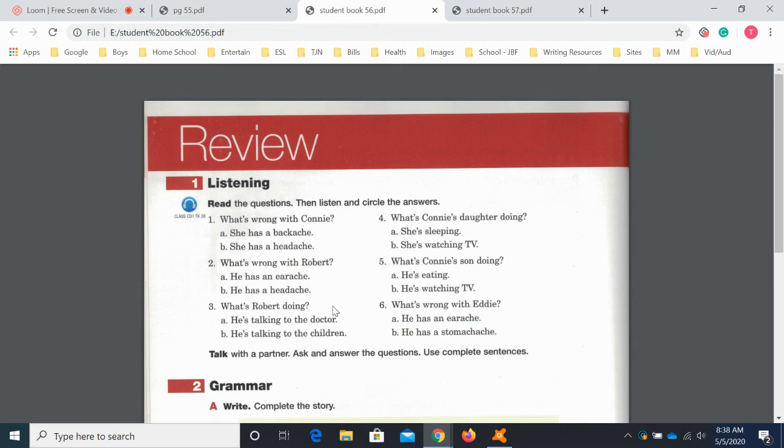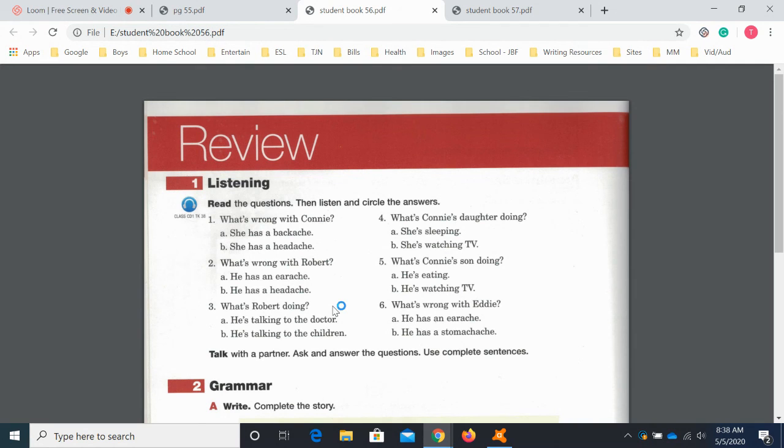Connie and her family are at home today. Connie has a headache. Her husband, Robert, has an earache. He's talking to the doctor on the phone. Connie's daughter is sleeping. Connie's son, Eddie, is in the living room. He's watching TV. Eddie has a stomachache.